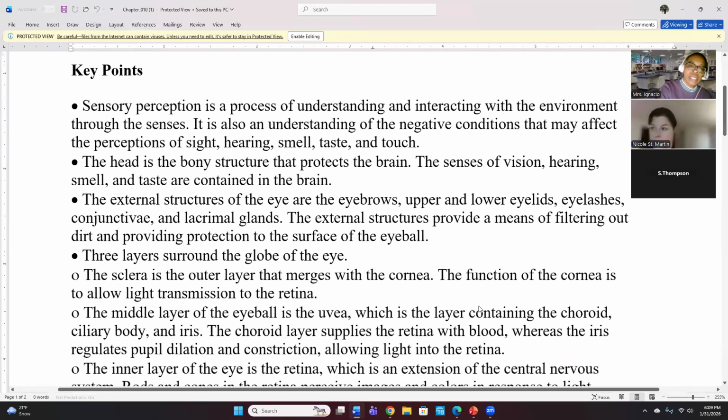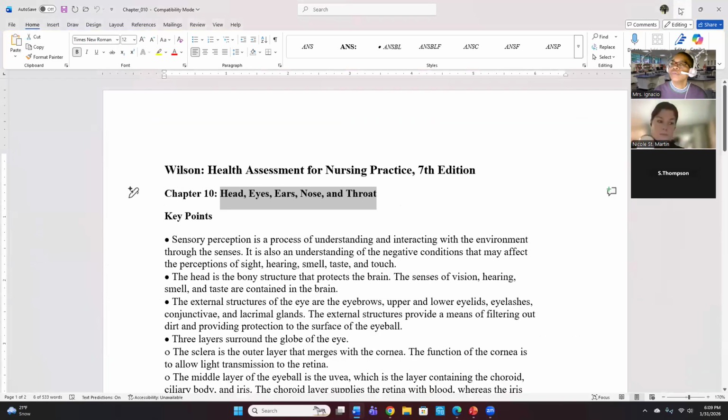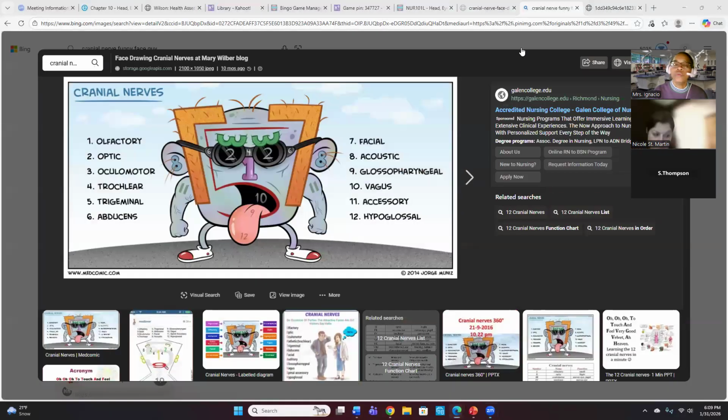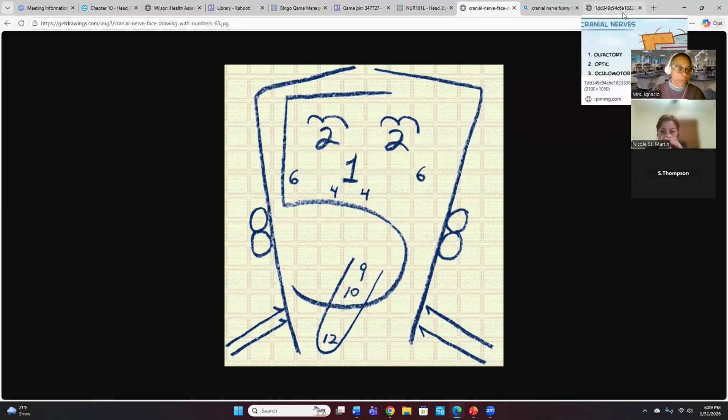Continuing on, this might be a good point to get in my plug for the cranial nerve funny face guy. Let me bring up that guy. This was the initial drawing that we looked at when talking about the cranial nerves. If you're able to reproduce this drawing when you have a test, it's going to help you remember those cranial nerves, because you could very well have a test question about them. Each of these numbers represents a cranial nerve, so this is one thing that you could practice drawing.